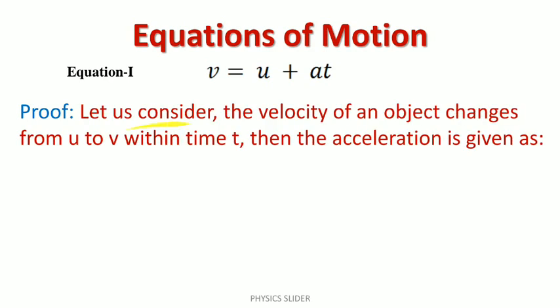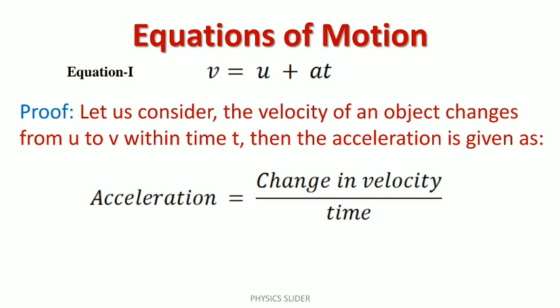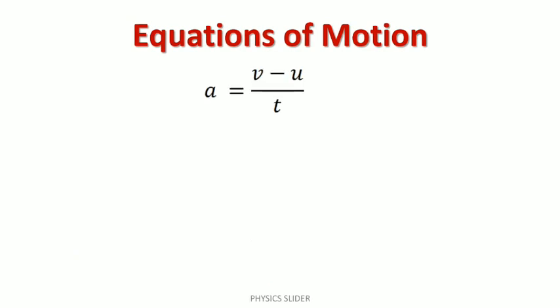Let us consider the velocity of an object changes from u to v within time t. Then the acceleration will be given as this. This is the formula for the acceleration we have already discussed here. Acceleration is equal to change in velocity upon time. The change in velocity is v minus u within time t, and the acceleration is represented as a. So we will take this t to get multiplied with this a by cross multiplication. So this becomes at is equal to v minus u.